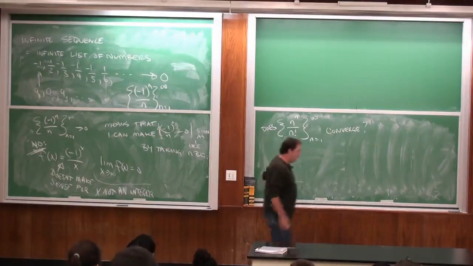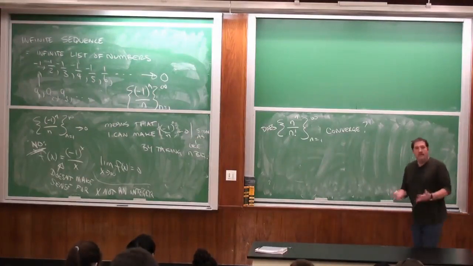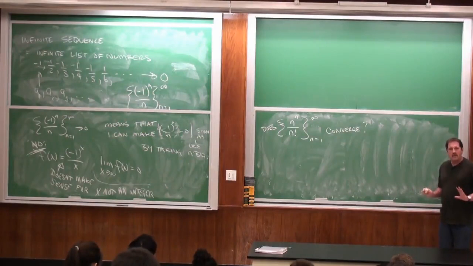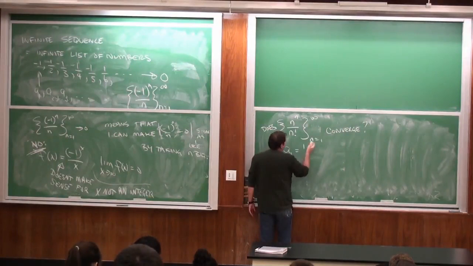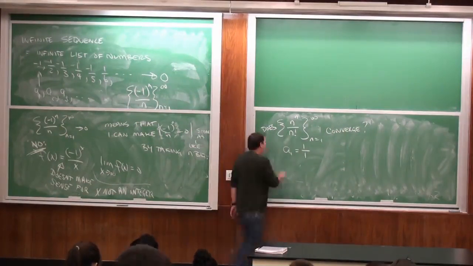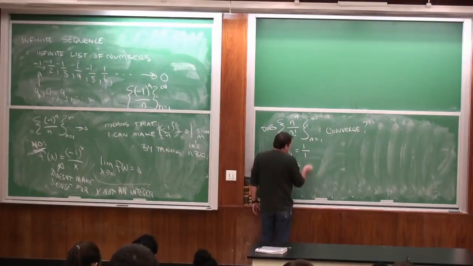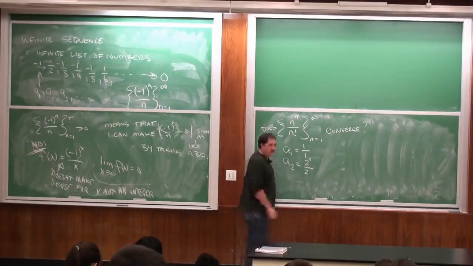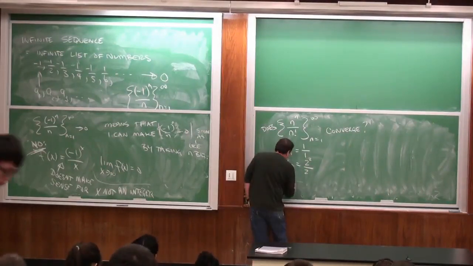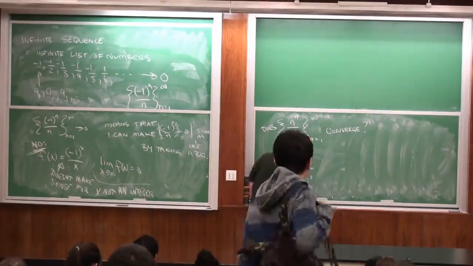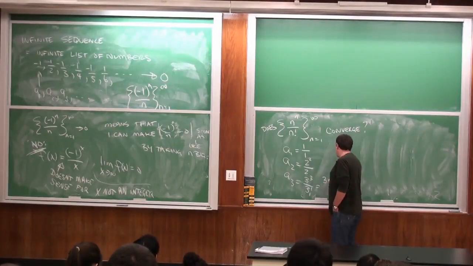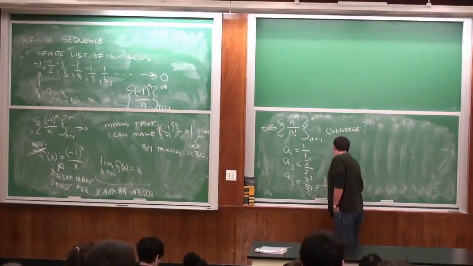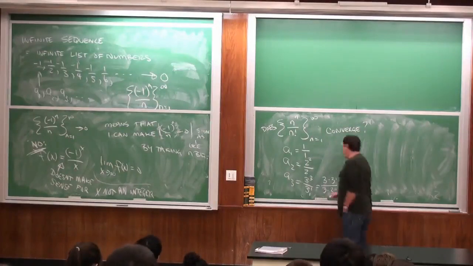Okay, so let's make that a little more real. You're right, but let's make it a little more real. So if we look at A1, it is 1 to the 1 over 1 factorial, which is 1. A2 is 2 squared over 2 factorial. A3 is 3 cubed over 3 factorial, which is 3 times 3 times 3 over 3 times 2 times 1.